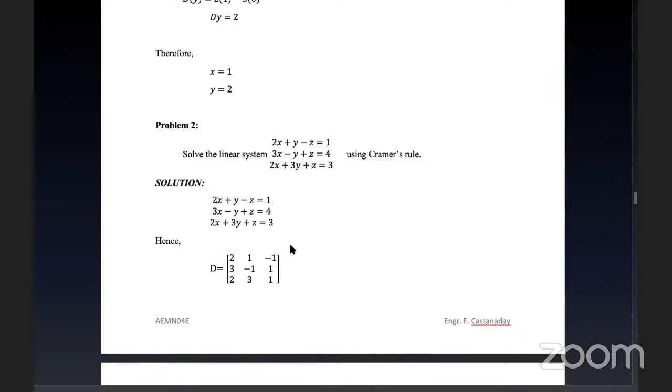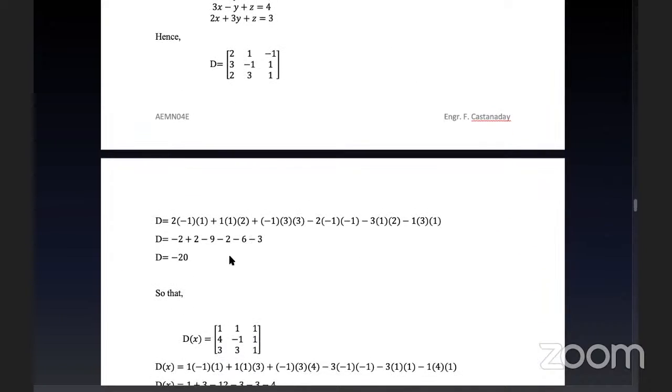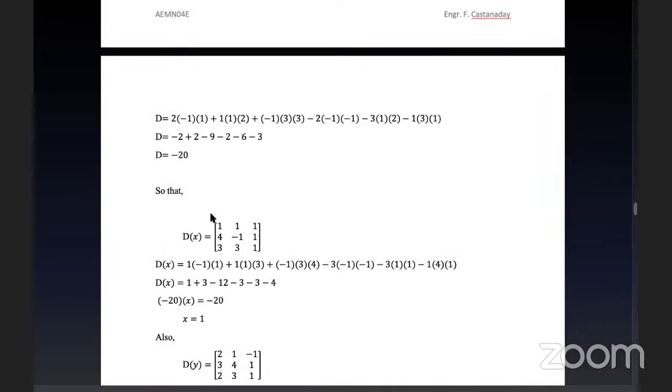Okay, let me just browse to the equations here. So here, we were able to obtain negative 20. As I showed earlier, since we are solving for x, it can be determined by dividing by the determinant we obtained. Again, negative 20 is the determinant d. Then we solve for determinant x, and this will also be equal to negative 20. So since d is equal to negative 20, x is equal to negative 20 over negative 20, which is 1.